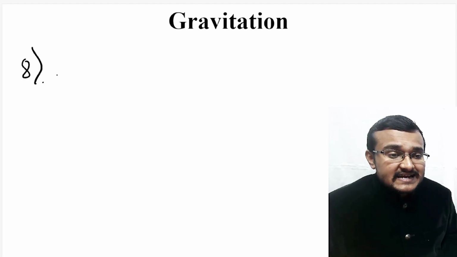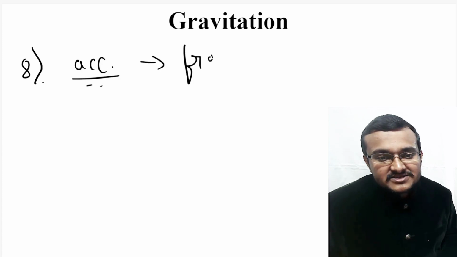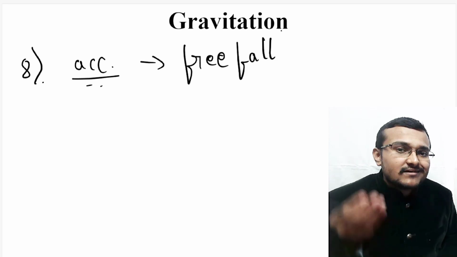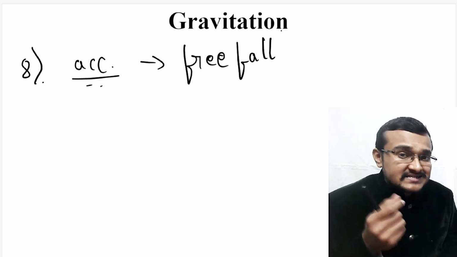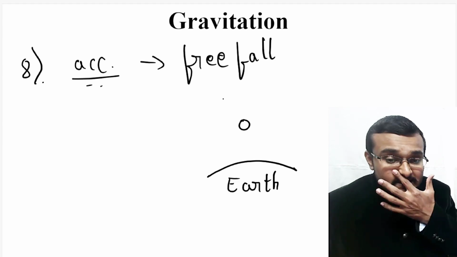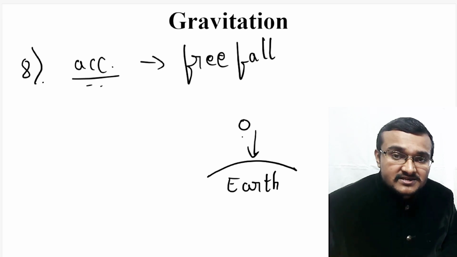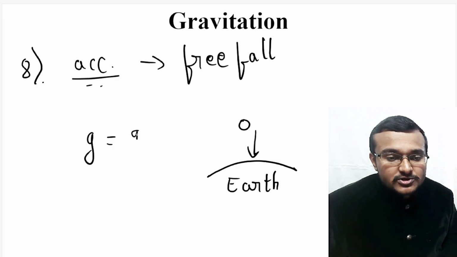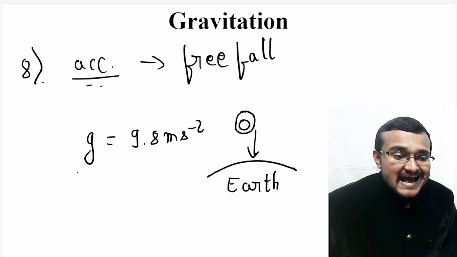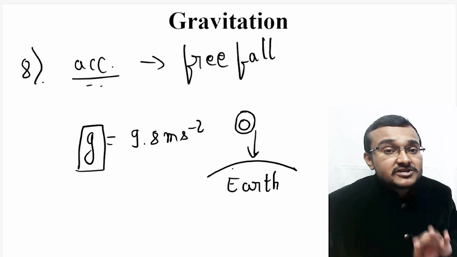Coming to the 8th question, here they are asking what is the acceleration in case of free fall. Whenever there is a free fall happening, acceleration due to gravity comes into the picture. For example, if you are considering free fall happening on Earth's surface, then the acceleration is equal to 9.8 meter per second square, because the acceleration of an object under free fall is the acceleration due to gravity of that particular planet.